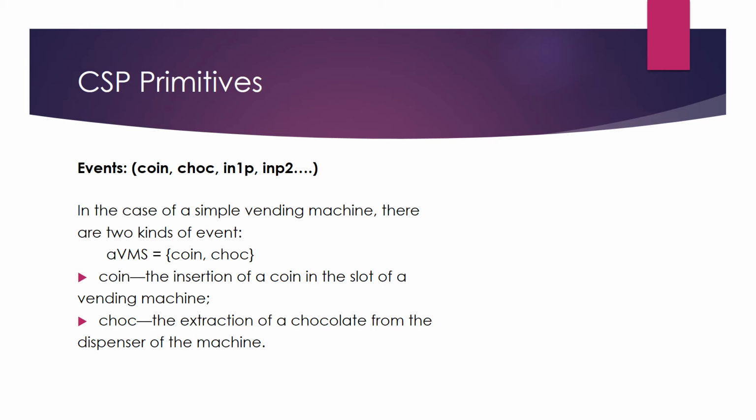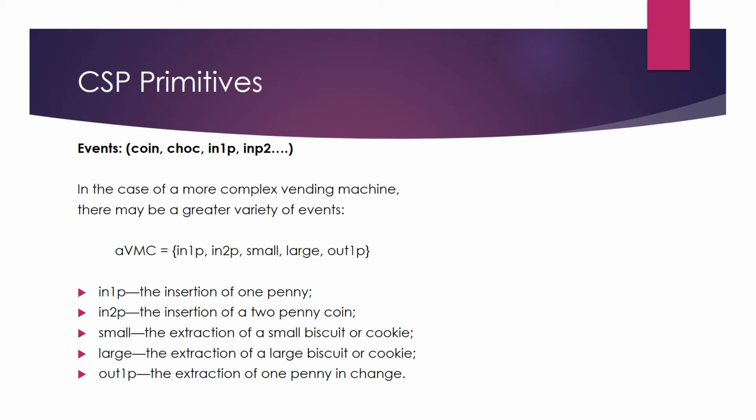In the case of a simple vending machine, there are 2 kinds of events. So in this vending machine, we take 2 events. They are coin and chocolate. The coin indicates the insertion of a coin in the slot of the vending machine, and the chocolate indicates the extraction of a chocolate from the dispenser of the machine. In the case of more complex vending machines, there may be a greater variety of events, like the extraction of small or large biscuits.